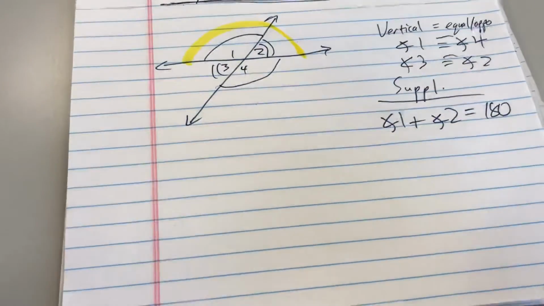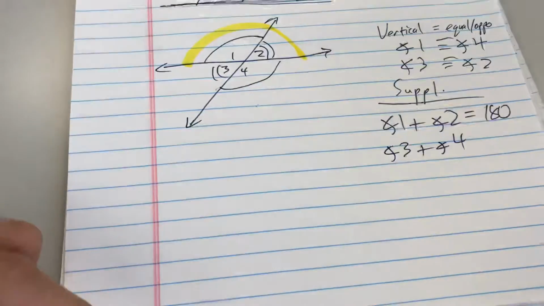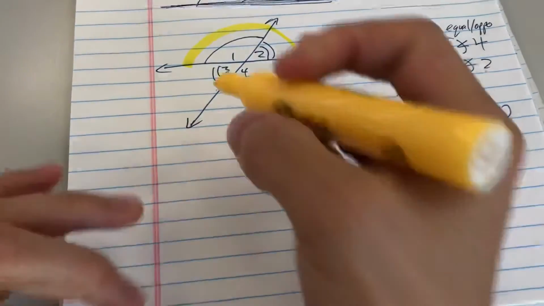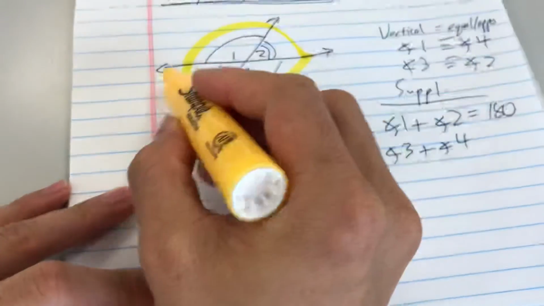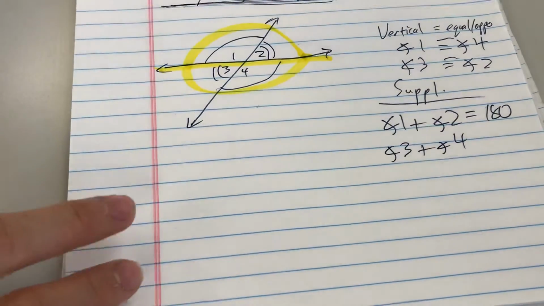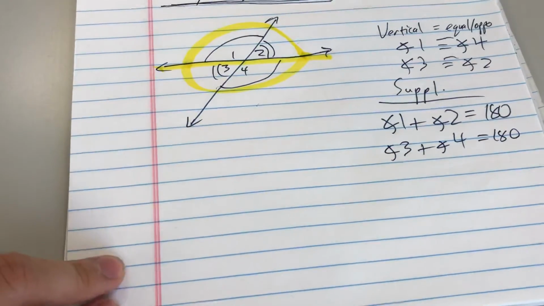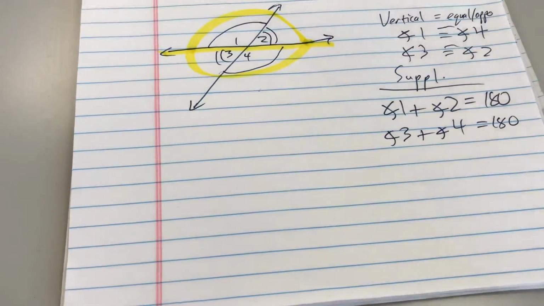What else makes it true? Well, on the other side, angle 3 plus angle 4 also makes 180 degrees, right? Because it's a straight line. 3 and 4 together make this straight line. So angle 3 plus angle 4 is equal to 180. But wait, there's more, right? There's two more angles that are supplementary.